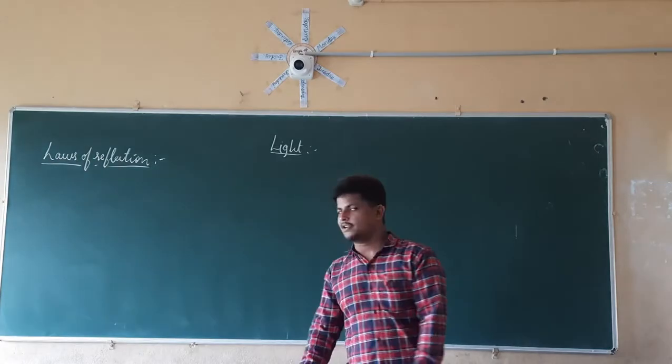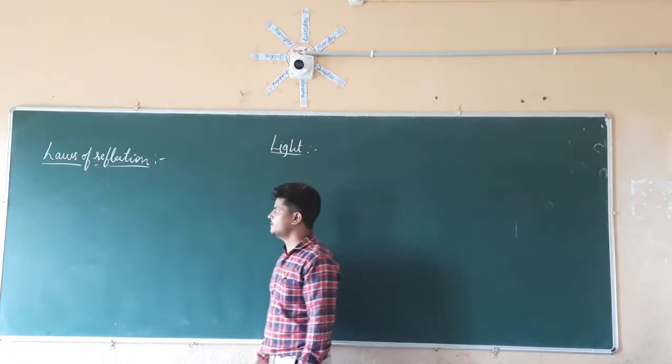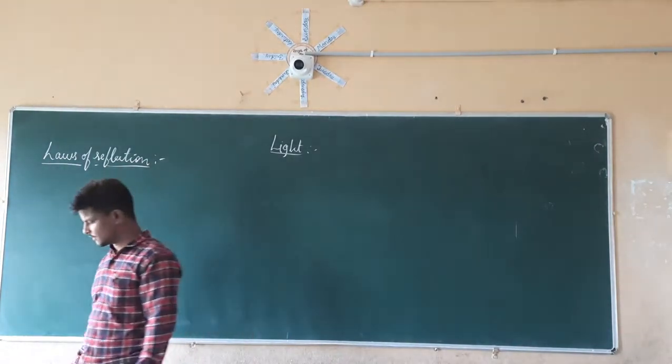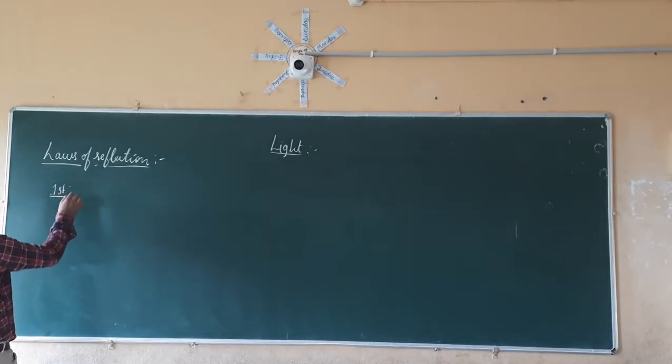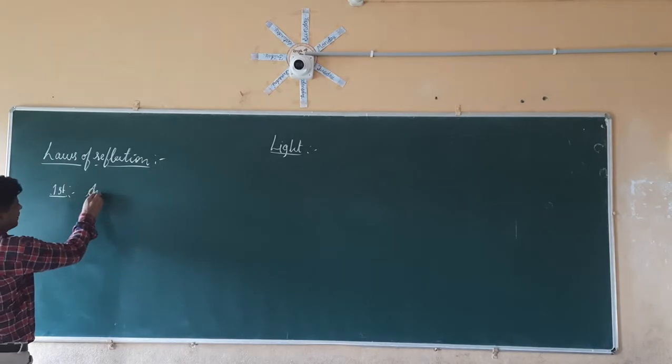So in the last class we started with the topic named light. In that topic we were discussing the laws of reflection. We already discussed the first law of reflection. That is nothing but what? It is nothing but angle of incidence.